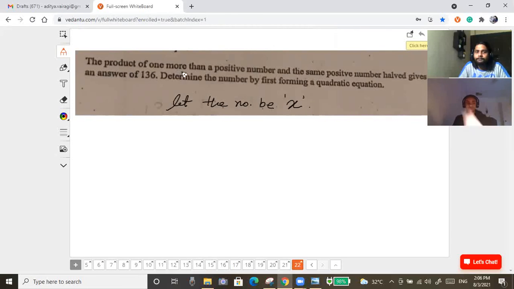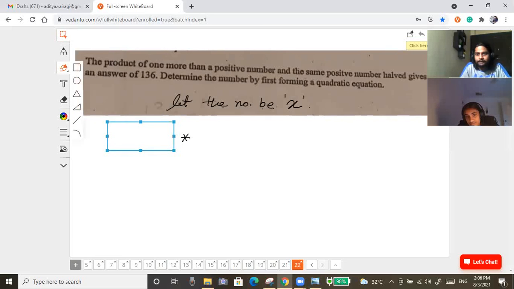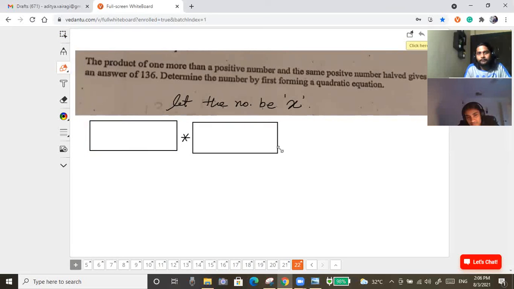They said the product, which means multiplication, of one more than a positive number. So product of what? Product of two things. Let me just write down. Product of two numbers, basically, it's not the number, it's the first thing. First combination, you can say. I'll just write it in that way. The first thing here, the second thing here. Product of two things is equal to 136. That's the main thing here, right?